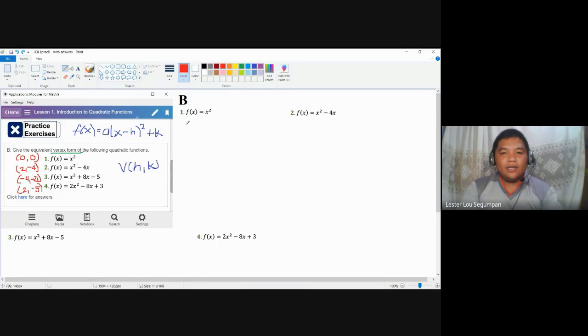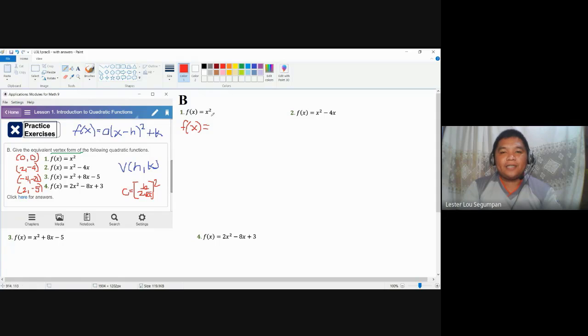With number 1, it was already obvious that the vertex here is 0, so we need to reach that one. How do we express this? We are going to include here the completing the square method, but since this expression has no second term, we take note of the completing the square method. We need to solve for the c using the formula b over 2 square root of a, and then you have to square it. That's a formula in solving the vertex. But right now, we don't have b.